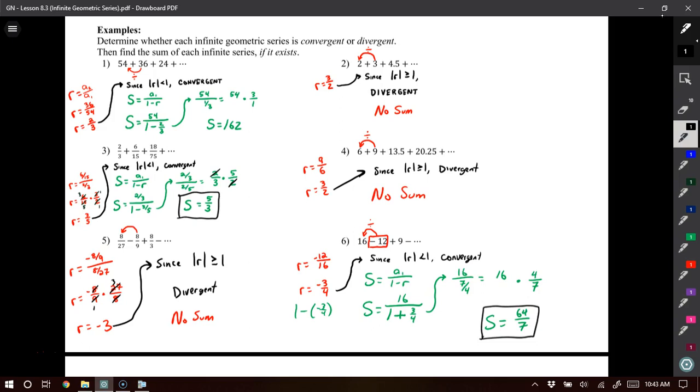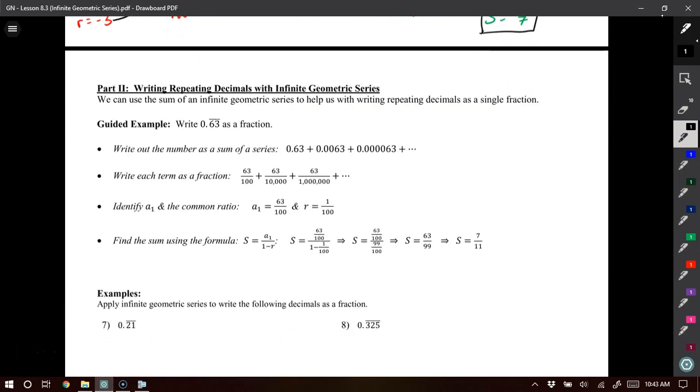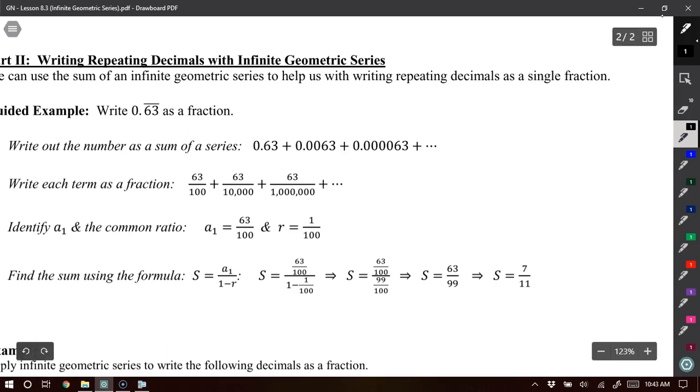Now, part two is fun. I love this stuff. It's when you are writing repeating decimals, you can use infinite geometric series. So if I want to write 0.63 repeating as a fraction, I can break down 0.63 repeating. Logically, 0.63 repeating is 0.63, 63, 63, dot, dot, dot. I mean, that's just going to keep going and going. Notice you're repeating the same number. But what's happening is, if I look at this 0.63, let me just put it right here.